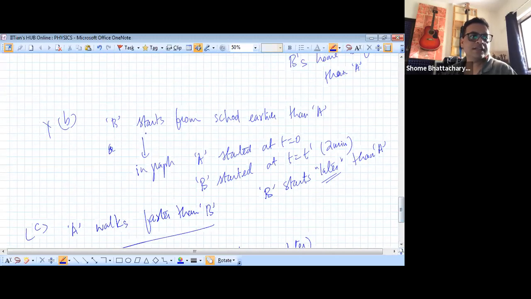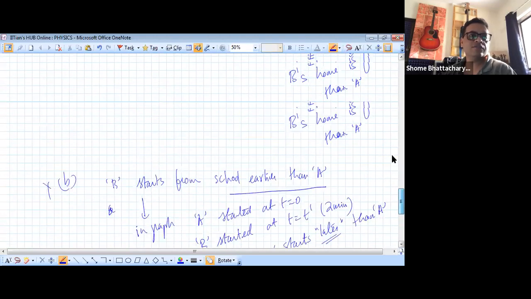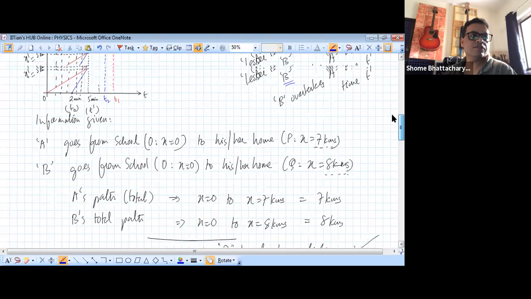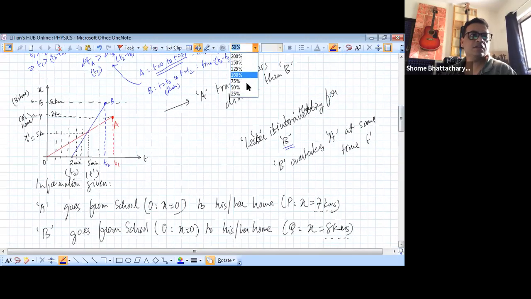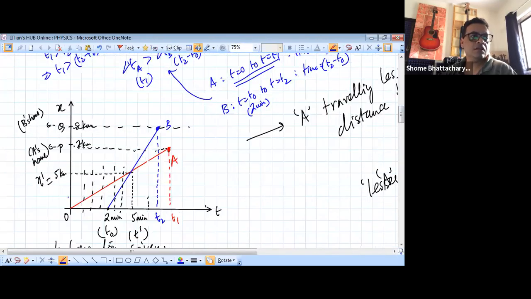So B option क्या कह रहा है that B starts from the school earlier than A. But if you go back to the graph, let's go back to the graph. You can see here what is happening. Now A is, remember, the red line. No? So A कब start कर रहा है? A is starting at time t equal to 0 from the school. Whereas B is starting when? At 2 minutes. So which one is starting earlier? A is starting earlier. No? A is starting when the clock reads t equal to 0.